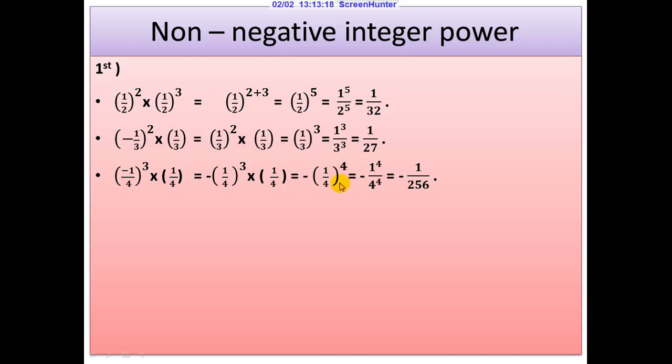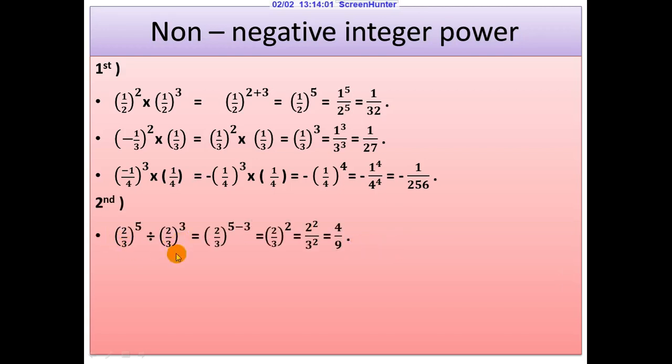Take care, in this exercise we have an even power, but we can't cancel this negative. Why? Because when we have an even power and the negative is outside the brackets, we can't cancel it. So keep the negative as it is and distribute the power on the numerator and denominator like that. It will be negative 1 raised to power 4 over 4 raised to power 4, finally equal to negative 1 over 256.